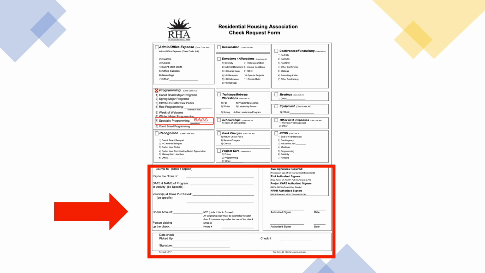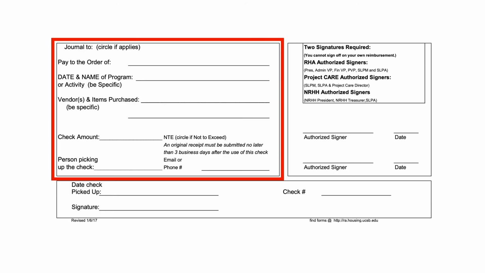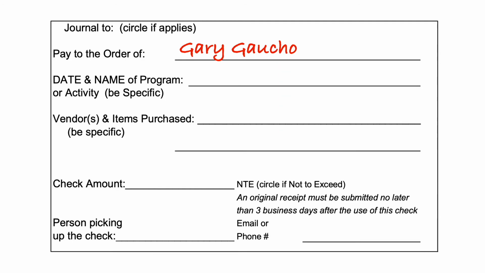Now that we've filled out the upper section, let's move on to the lower section. We're going to start with the section on the left. In Pay to the Order of, you'll want to write down the first and last name of the purchaser. For our example, the EACC is the purchaser. Our EACC will be Gary Gaucho. This program happened on April 22, 2020, and the name of the program was Get Earthy.